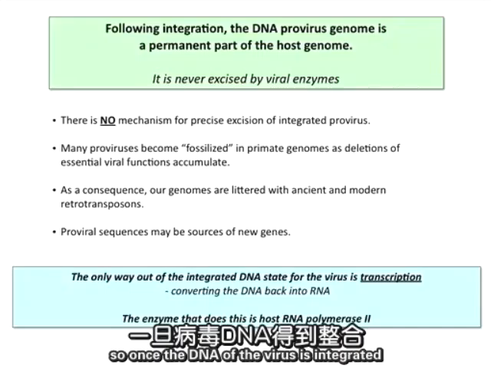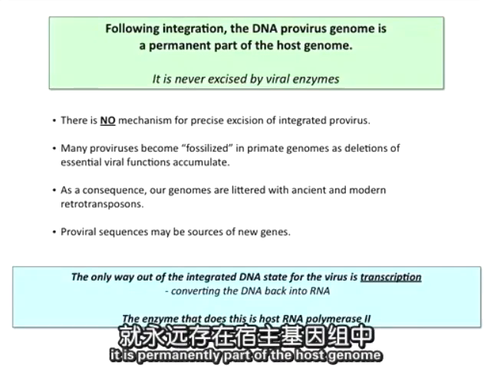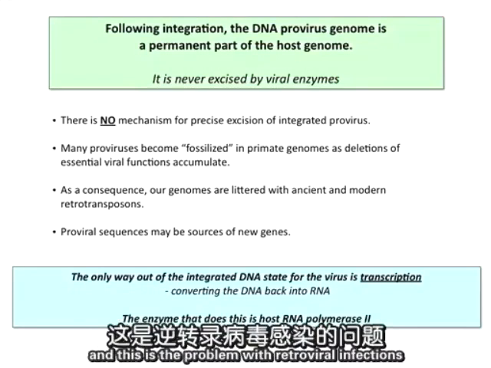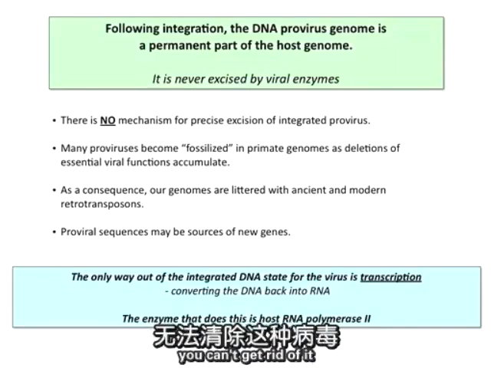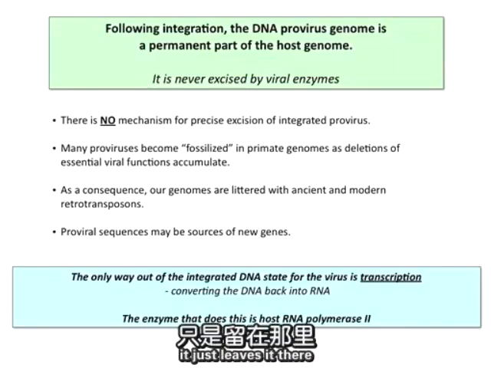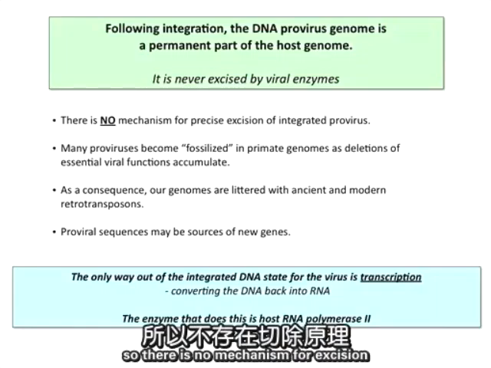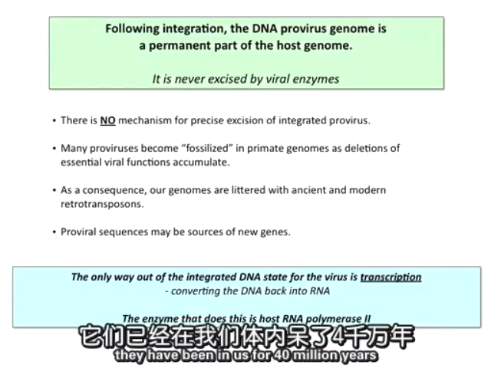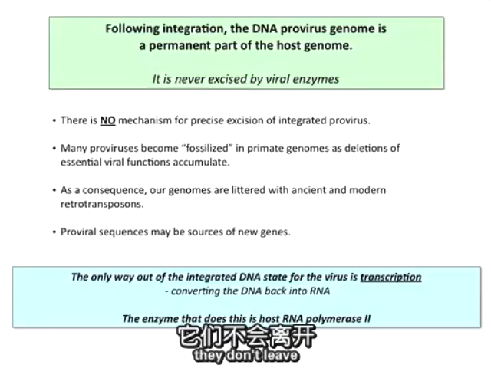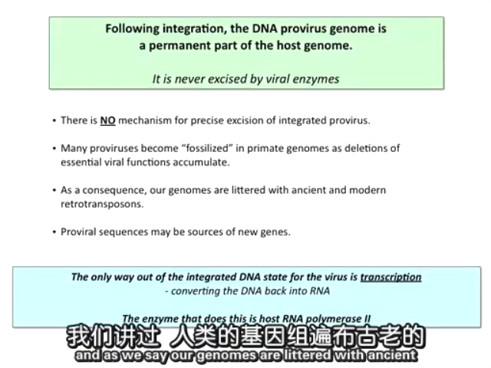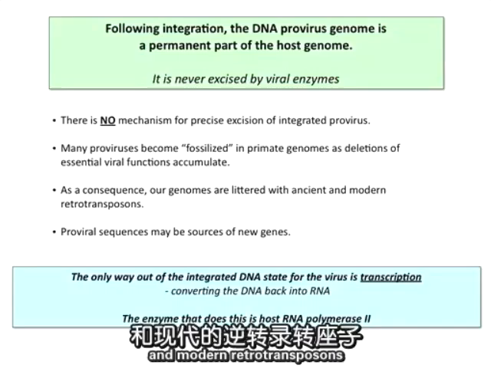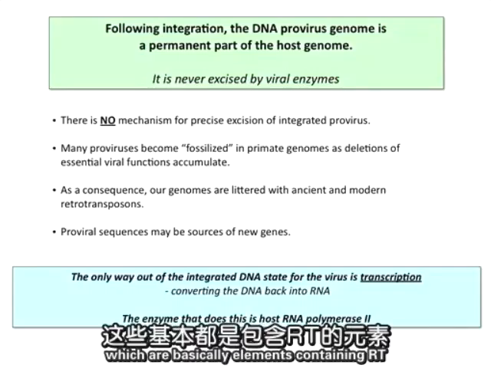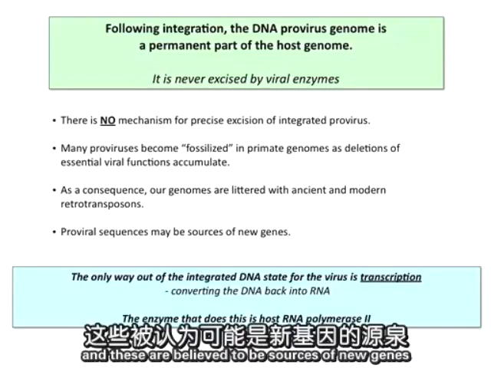So once the DNA of the virus is integrated, it's permanently part of the host genome. This is the problem with retroviral infections. You can't get rid of it. The virus doesn't take it out, it just leaves it there. So there's no mechanism for excision. And as a consequence, many proviruses become fossilized. In fact, they've been in us, as you'll see, for 40 million years. They don't leave. And as we say, our genomes are littered with ancient and modern retrotransposons, which are basically elements containing RT. And these are believed to be sources of new genes.